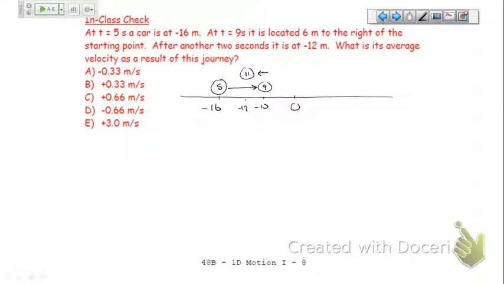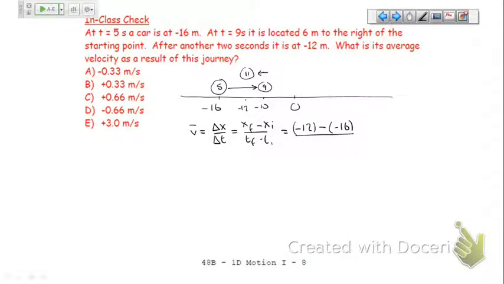So what do I want to find out? It says, what is the average velocity? My average velocity is equal to my displacement divided by my time interval, or my duration, if you like, which is my final position minus my initial position over my final time minus my initial time. And now I'm looking at my diagram, and I'm saying, what is my final position? I ended up here, so it's minus 12 minus, what's my initial? I started off here. That's going to be minus 16.